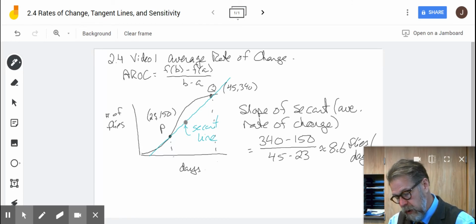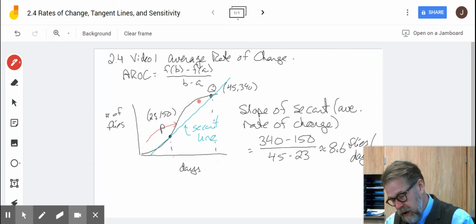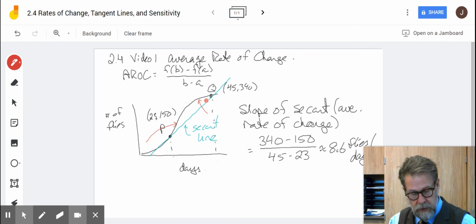But we can see from the graph that, in fact, the fly population was changing much more rapidly here, and it was changing much less rapidly here. And the question really is, what happens at a point?